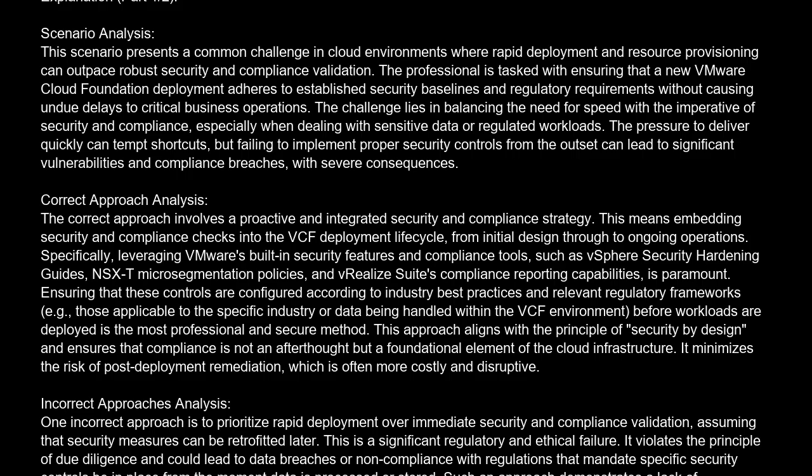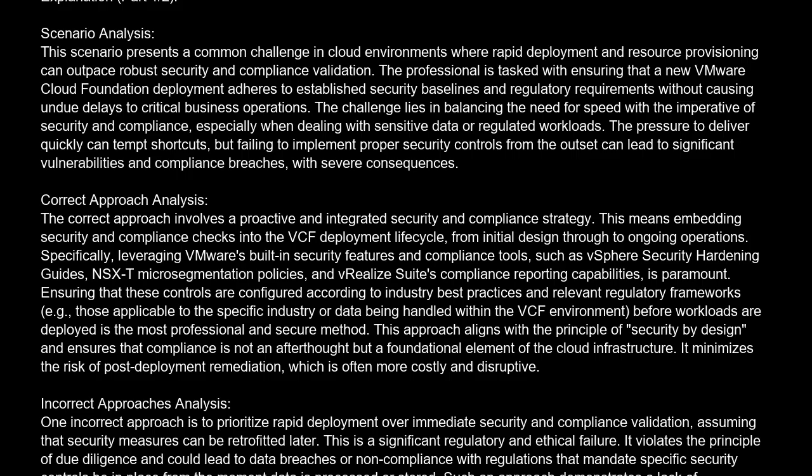Correct approach analysis. The correct approach involves a proactive and integrated security and compliance strategy. This means embedding security and compliance checks into the VCF deployment lifecycle, from initial design through to ongoing operations. Specifically, leveraging VMware's built-in security features and compliance tools, such as vSphere security hardening guides, NSX-T microsegmentation policies, and vRealize Suite's compliance reporting capabilities, is paramount.